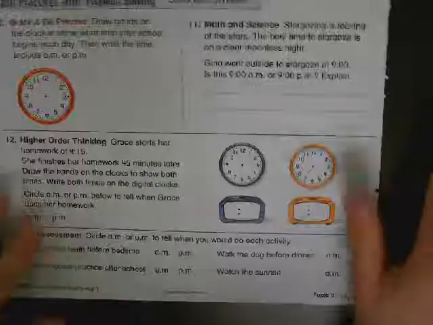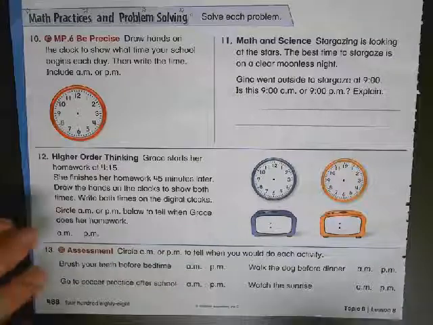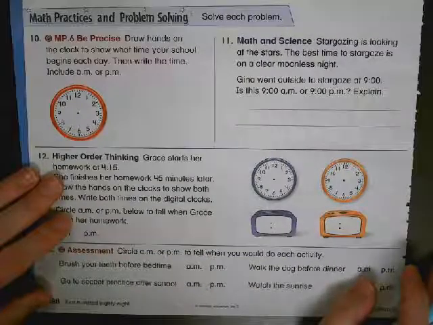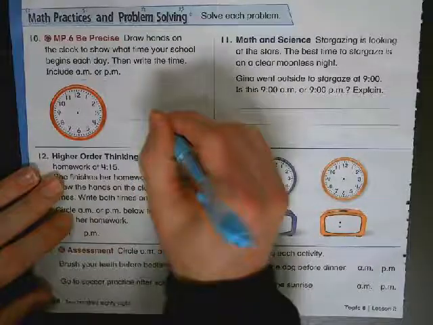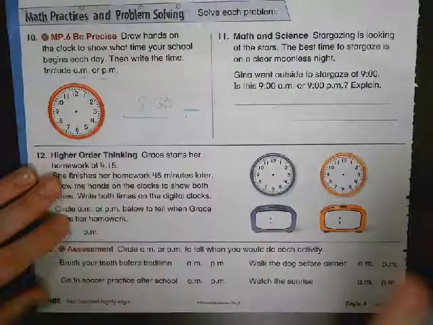On the back, I got some story problems and problem solving. Draw hands on the clock to show what time your school begins each day, then write the time. What time do we begin? Well, if you're wondering, it's 8:30, so make 8:30 and then AM or PM. 8:30 over here. That's what time we start. You gotta write AM or PM, and you gotta draw hands.